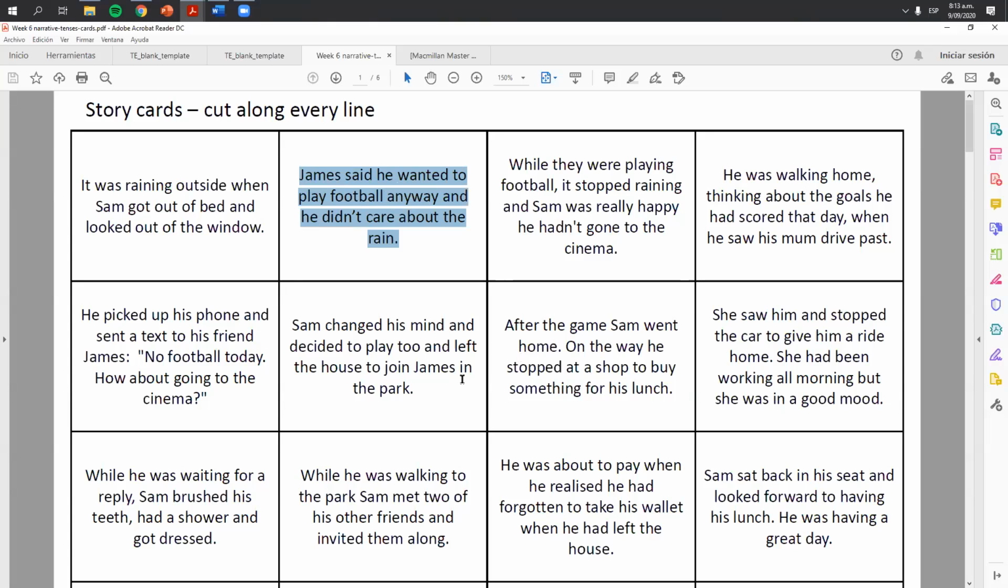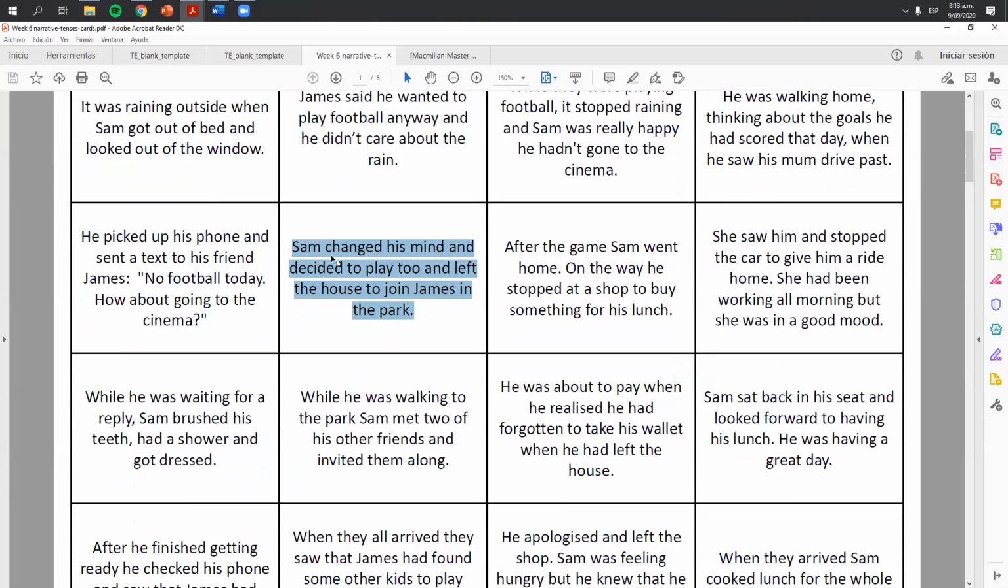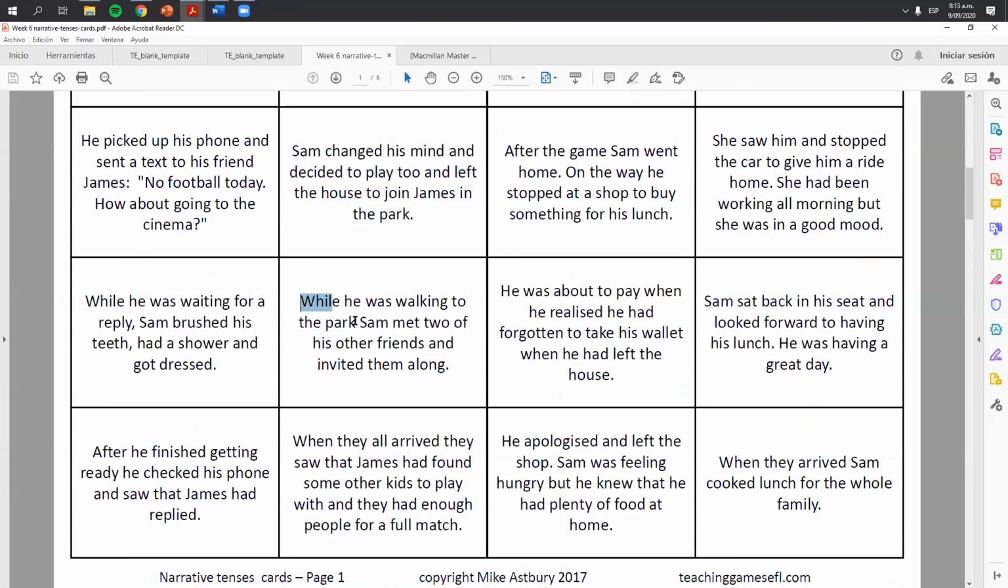Great, excellent. I think no questions, no problems there. Let's continue with the next one. And I would like Brian to help us with this one. Brian. Yes, teacher. Sam changed his mind and decided to play too and left the house to join games in the park. Be careful with the pronunciation of decided. Decided to play too and left the house to join games in the park.